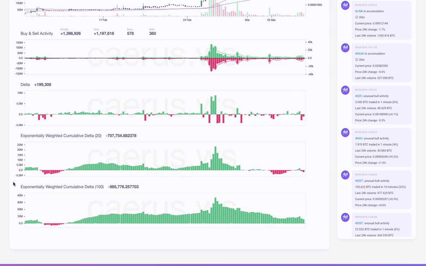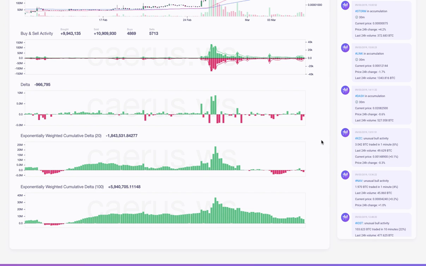The third and the fourth indicators are exponentially weighted cumulative deltas. The purpose of a cumulative delta is to show whether there is an accumulation or a distribution at a certain moment in time on a certain coin. These cumulative deltas are exponentially weighted, which means that the older the data, the less influence it has on the present moment. It works very similarly to the moving averages everyone uses.